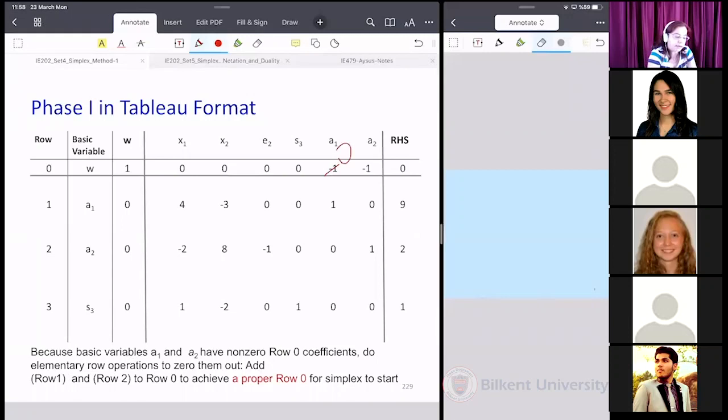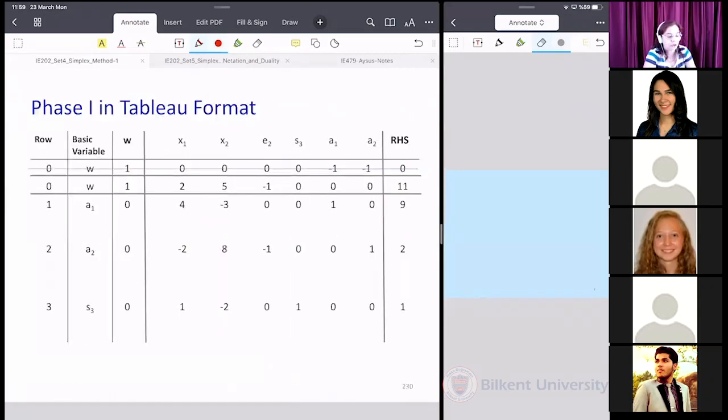I again need zeros in here. All right. So I have to convert these two. So plus 9 and plus 2. Plus 9 and plus 2, right? If you do those iterations, this is your simplex table.